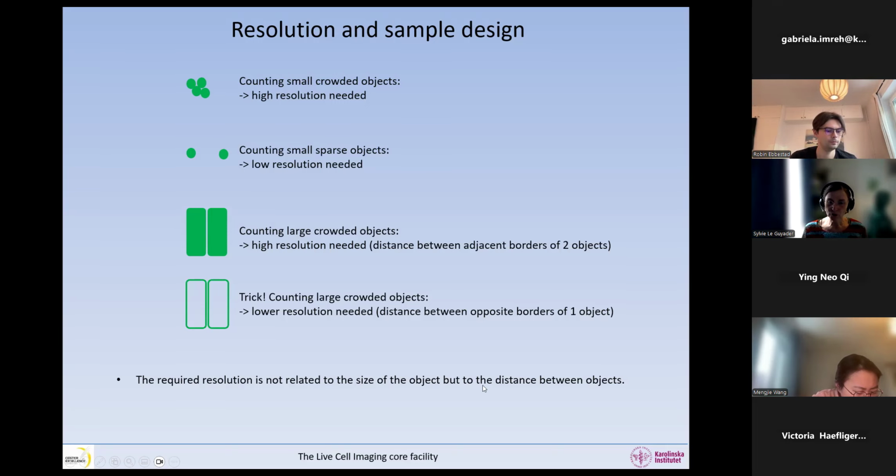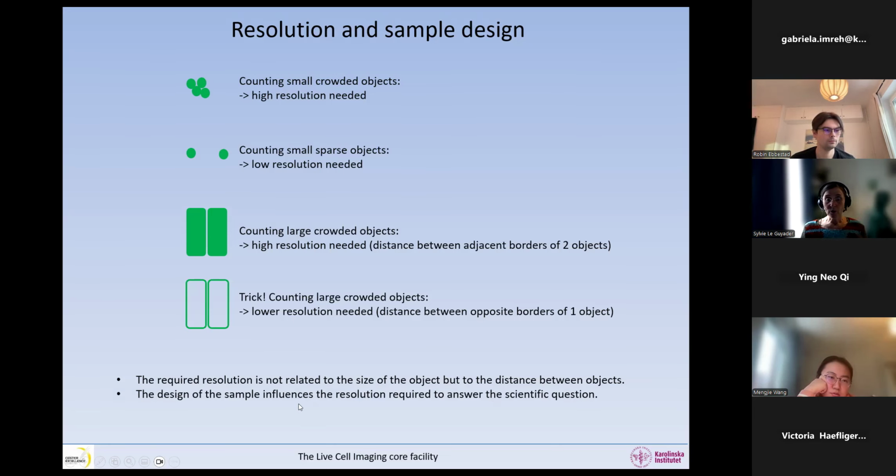Now, if what you want to do is to measure the size of an object, then the distance between the objects is from one side to another. So sometimes the required resolution is the size of the object. This is when that's what you want to measure. If you want to measure the size of the object, what you need to resolve is one side of the object compared to the other side of the object. But if you want to count objects, it's the distance between the objects that matters.